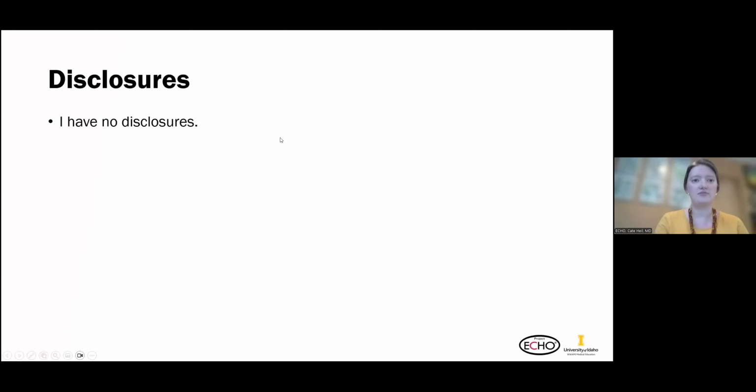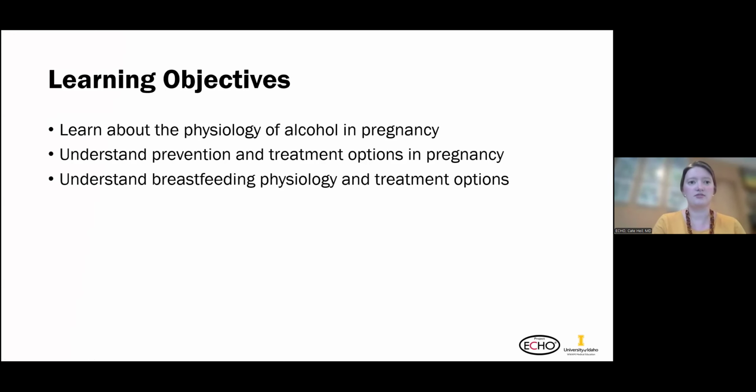First off, I have no disclosures. So learning objectives for today are to learn a little bit about the physiology of alcohol and pregnancy and the risks therein, understanding prevention and treatment options during pregnancy, and then breastfeeding physiology as it relates to alcohol and treatment options there.